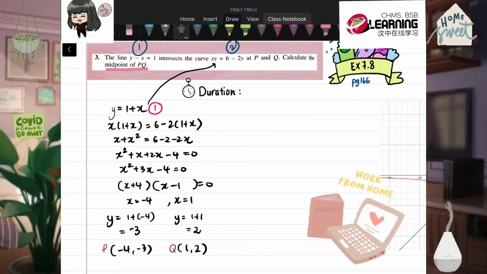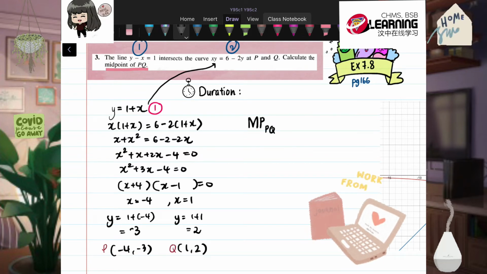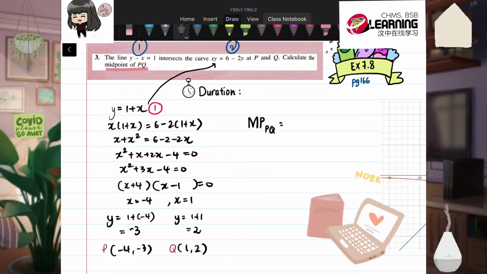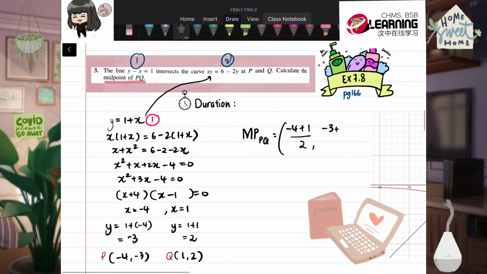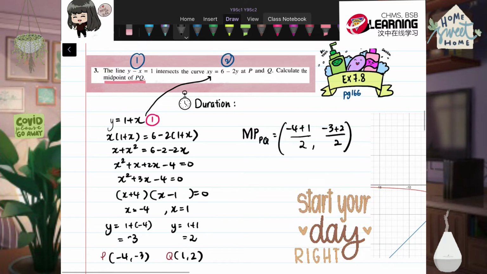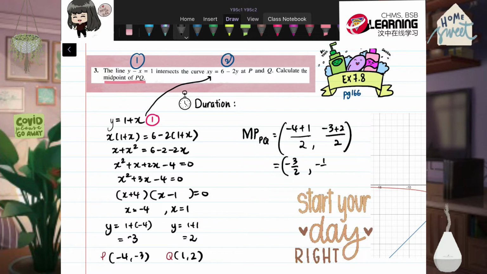After that, the next question is asking you to find the midpoint of PQ. When you write down, please write down the correct alphabets here, or you can write down the whole thing, midpoint of PQ. The midpoint is (x1 plus x2 over 2, y1 plus y2 over 2). So here I get negative 3 over 2, negative half. This is my answer.